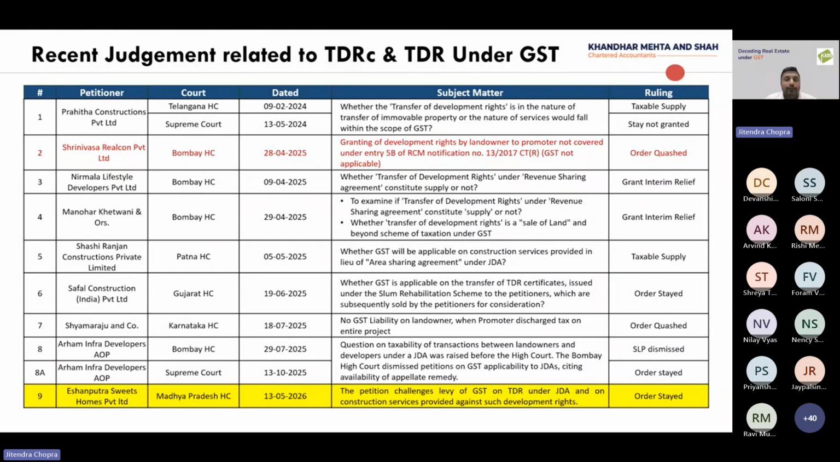So the practical advice for the industry is to maintain strong documentation, especially on the nature of rights transfer, development agreement clauses, valuation working, booking reports, and due dates. Because litigation relating to TDR and JDA is still continuing, documentation will become very important during assessment and future disputes.